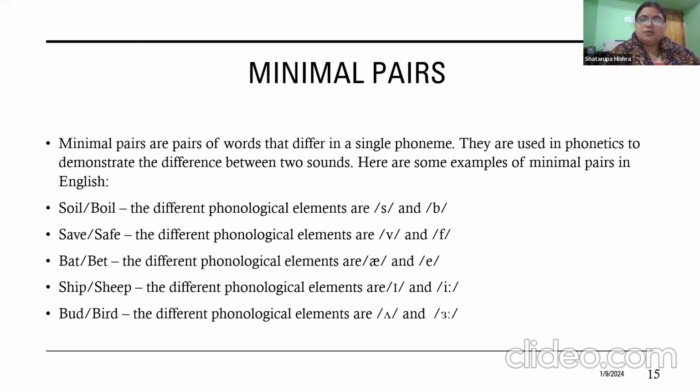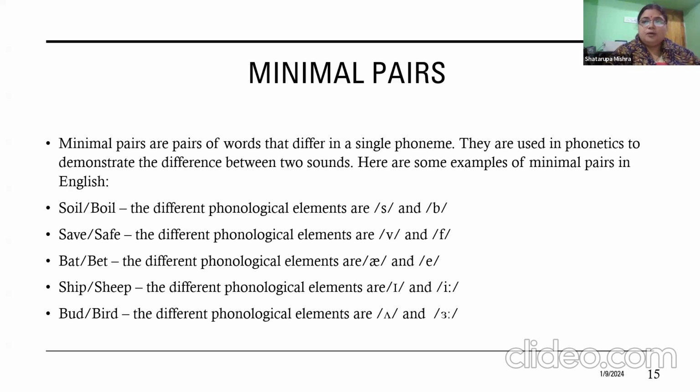Minimal pairs. What are minimal pairs? Minimal pairs are pairs of words that differ in a single phoneme. Phoneme is another word for a speech sound. So when two words differ only in one speech sound, then they can be called minimal pairs. The rest of the sounds are the same and there will be only one sound where they differ. They are used in phonetics to demonstrate the difference between two sounds. Here are some examples of minimal pairs.